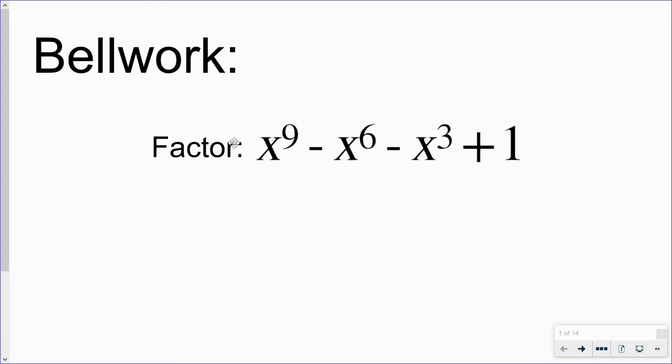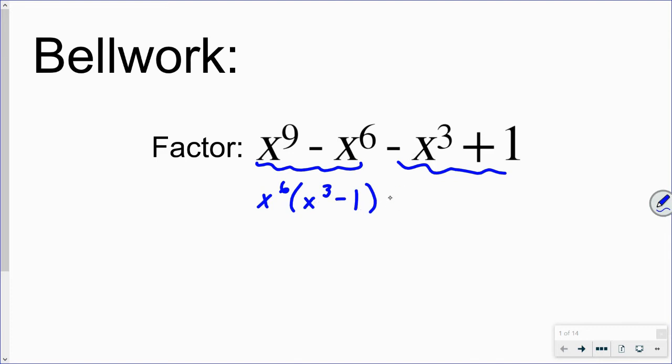Okay, so this one here's got 4 terms, so we want to look at factor by grouping on this. So we're going to factor out x to the 6th here. So we have x to the 3rd minus 1 left there. So we need x to the 3rd minus 1. So we're going to factor out a minus 1 on this one. So we have x to the 3rd minus 1 there. Okay, and then we have x to the 3rd minus 1, and then x to the 6th minus 1.